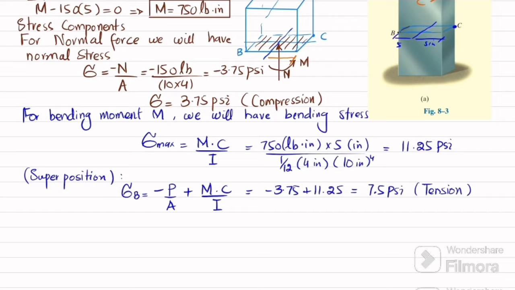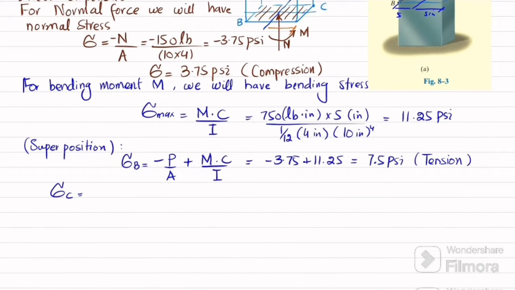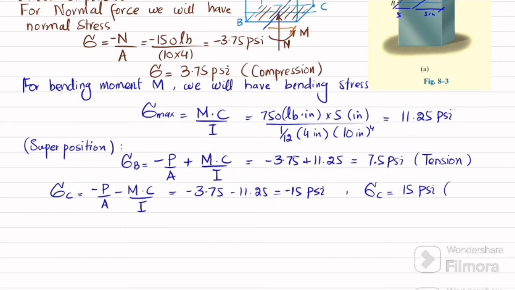Okay, now stress at point C will be equal to, you can see here at point C, due to this normal load, this point C will be in compression, and due to this bending moment, this point C will be in compression, because due to this moment, it will bend like this. So I can write stress sigma C is equal to minus P divided by A and minus M into C divided by I. So minus 3.75 minus 11.25 will give us minus 15 psi. So sigma C is equal to 15 psi, but point C is in compression.